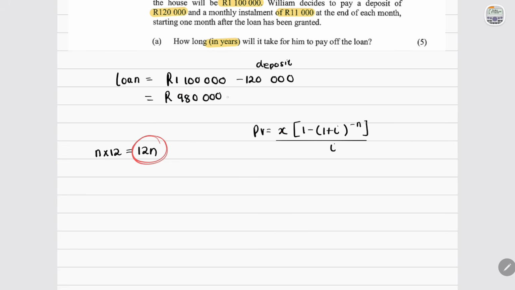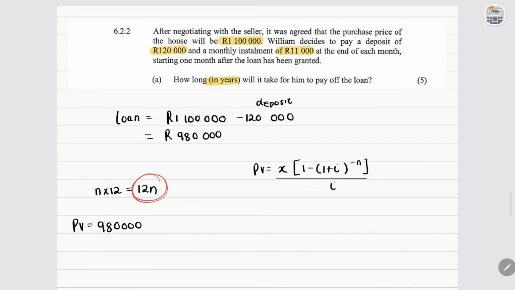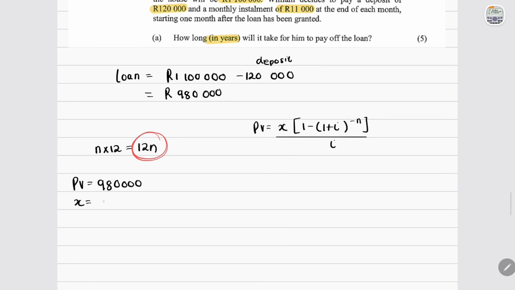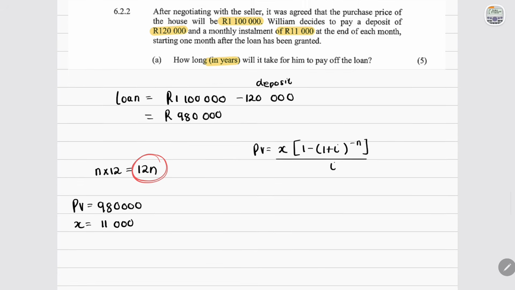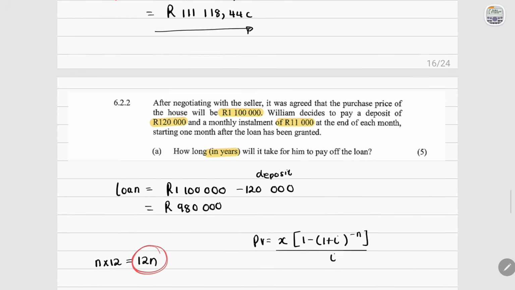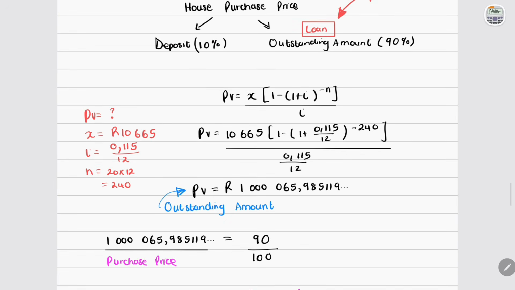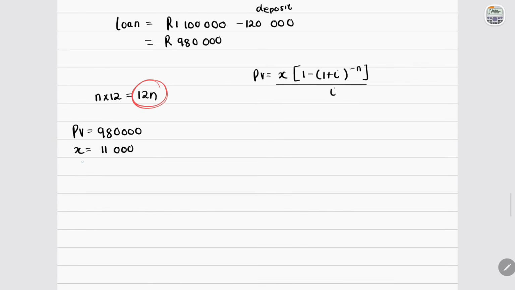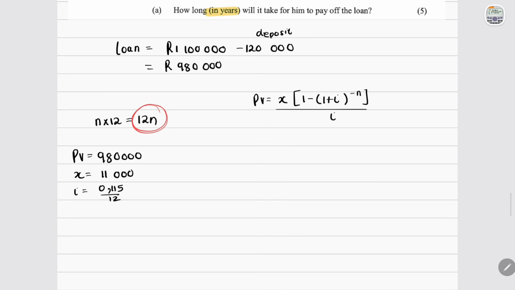Then the loan amount, we already know that amount. That is 980,000. We know how much he needs as his present value amount. That is the loan amount, okay? And then the value for X, they told us that his monthly installment is going to be 11,000 Rand. So this is the new monthly installment, and we just need to put everything in. The interest is still exactly the same, so we'll take that as 11.5%. That is still the same. And then let's just work this out. So 0.115 over 12. Okay, let's substitute.